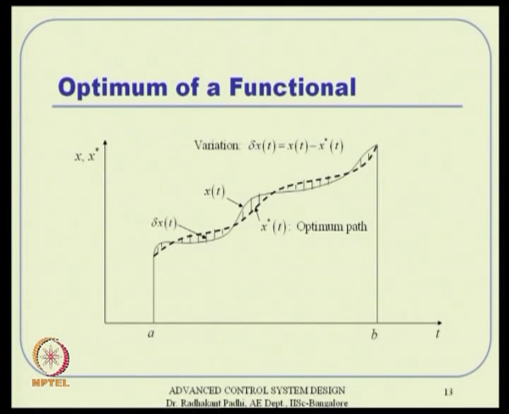That means if x star of t is a minimum, then if I follow this dotted line x star of t, I will end up with the minimum value of the cost function. If I follow any other path around that, then obviously I will end up with a higher value of the cost function. That is what it means. So, in an optimal control problem, typically we are interested in finding this path so that some cost function will be minimized or maximized, and it will also satisfy the necessary boundary conditions that we want to impose on the problem.